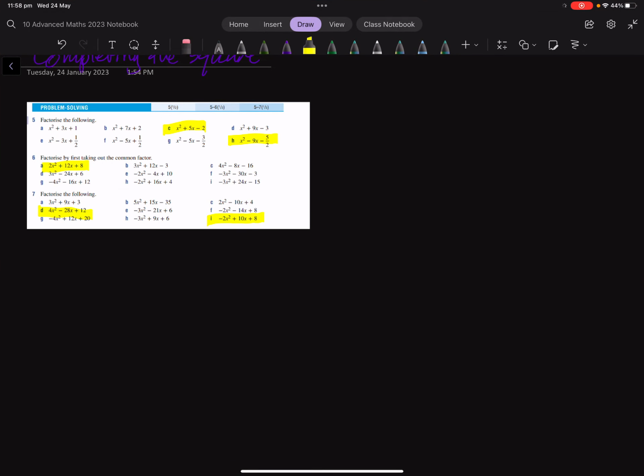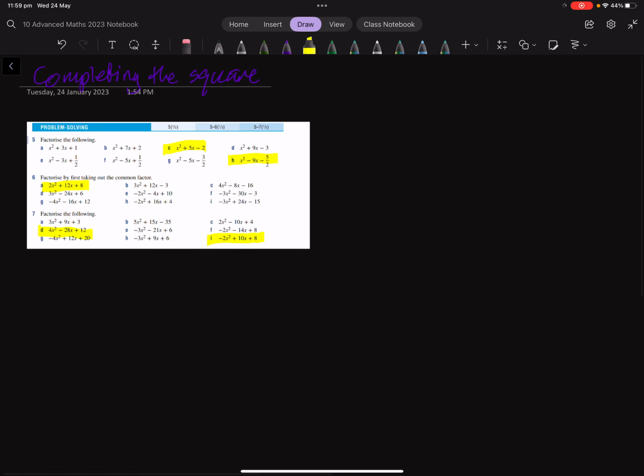All right, I've been asked to do a couple of questions on completing the square. These are some of the trickier ones. You can see I've highlighted about 5 different ones there to do, and I'll just talk you through how to do them and see if we can make a bit of sense of these. So 5c, first of all, I've got x squared plus 5x minus 2.